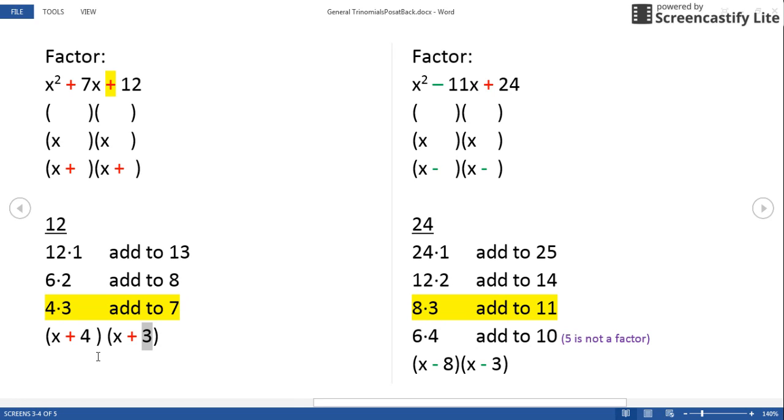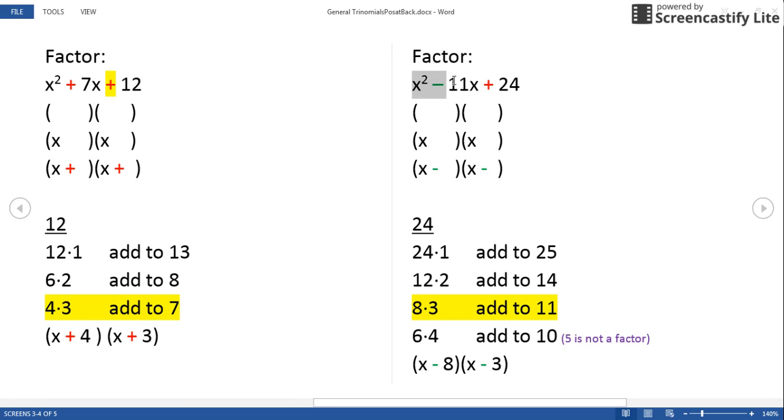So all I've got to do is to check that the outside things, x times 3, 3x, and the inside things, 4 times x, 4x, add up to what we want in the middle. 3x and 4x made 7x, so it worked. Let's look at another one.